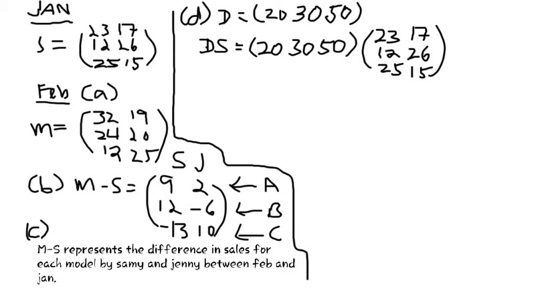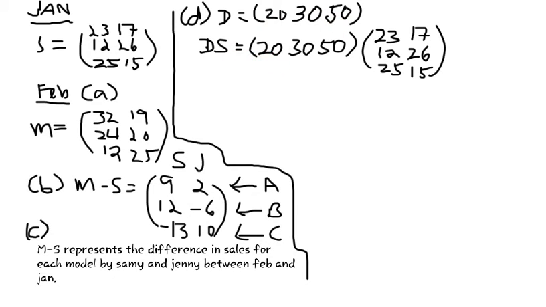Now we go on to part D, and they ask us to write down a matrix D such that the product DS will show the total amount of sales for each person in January. You can probably guess that 20, 30, and 50 go into a matrix. But is it a row matrix or a column matrix? The best way to find out is to write it down and see if it works. In this case, I have chosen a row matrix.